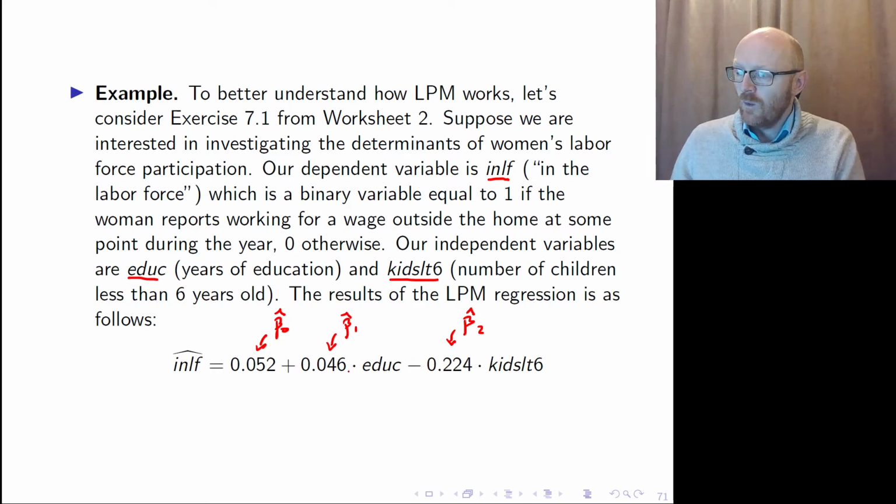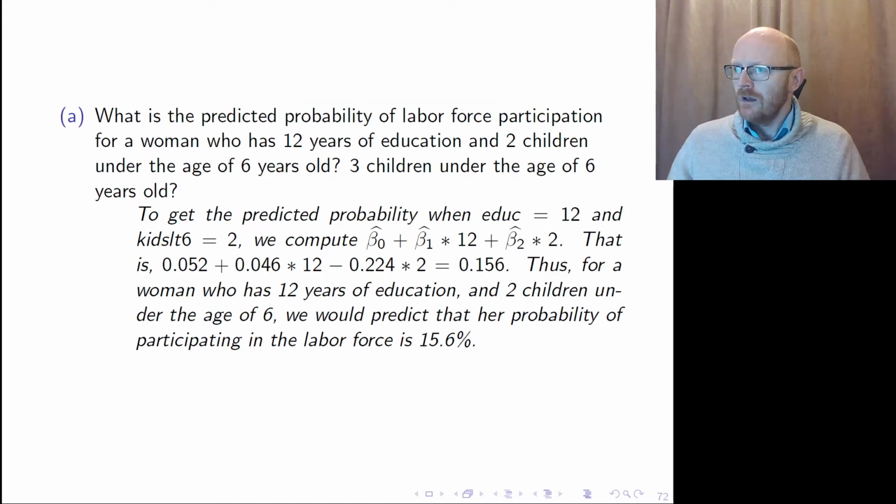So, what do these slopes actually mean? What is the predicted probability of labor force participation for a woman who has 12 years of education and two children under the age of 6 years old? And what about 3 children under the age of 6 years old? So, to get the predicted probability, we just input the information that we have: education equals 12. The woman has 12 years of education, and 2 kids less than 6 years old.